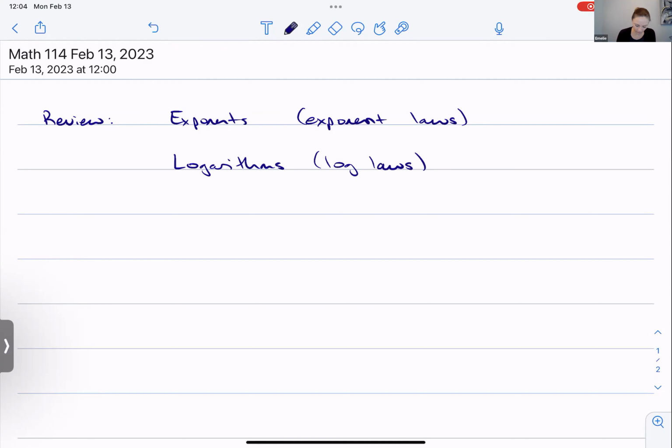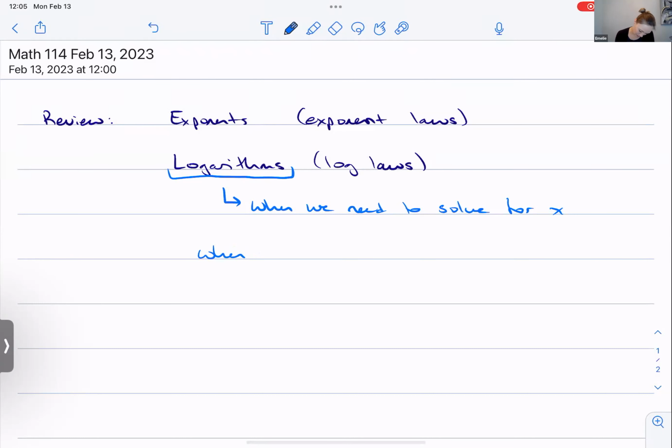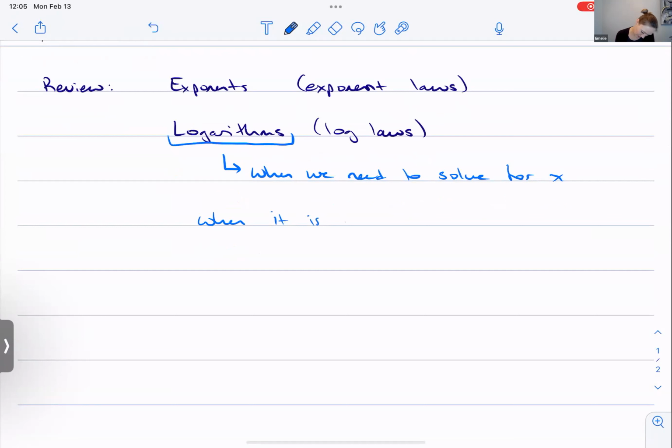Specifically, when do we use logarithms? When we need to solve for x, when it's in the exponent. Oh no, my pen's doing something weird. Last time that happened, I had to buy a new Apple Pencil. Not good. Solve for x when it is in the exponent.